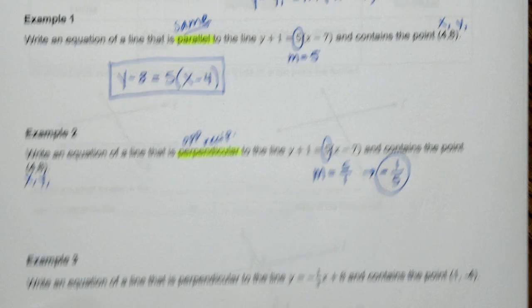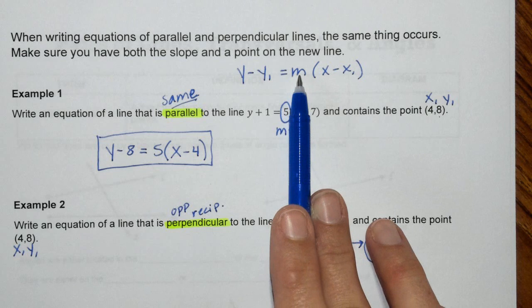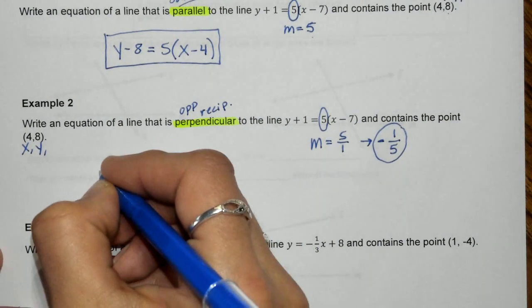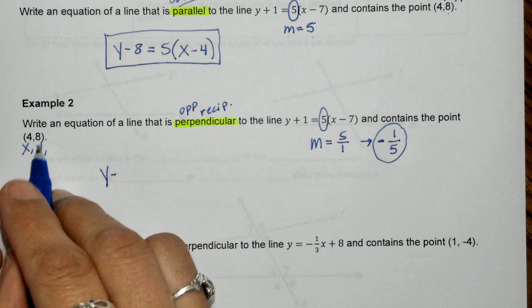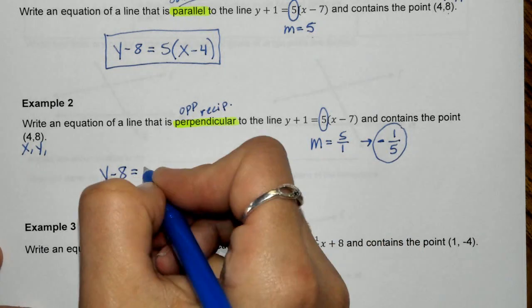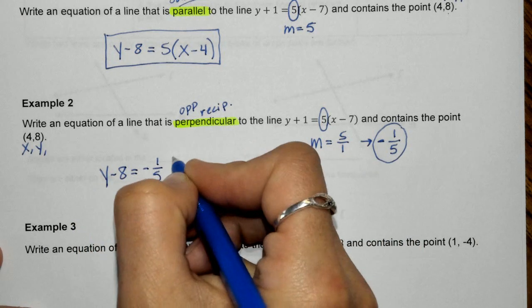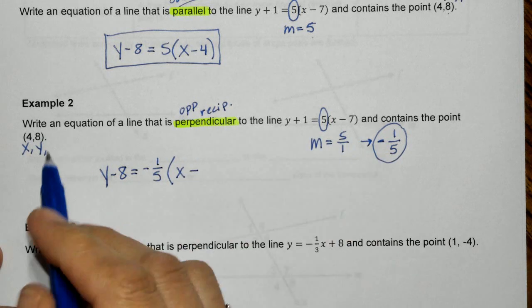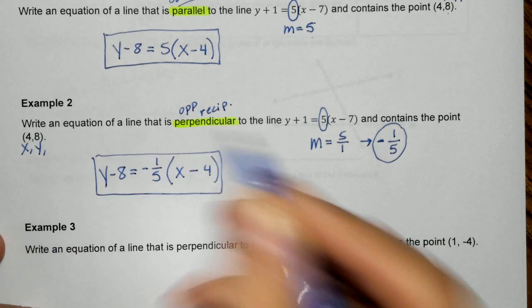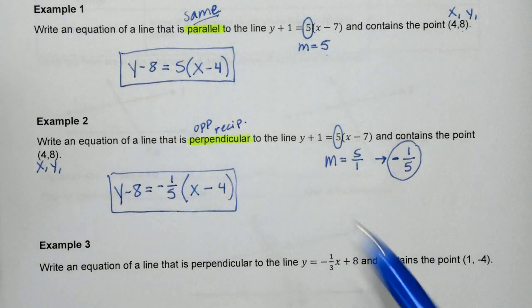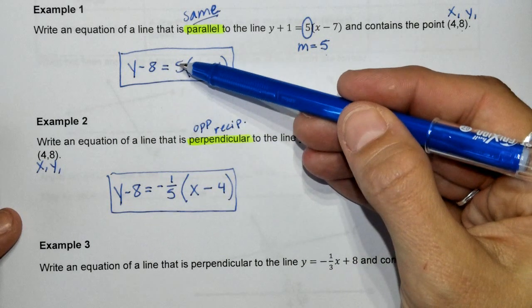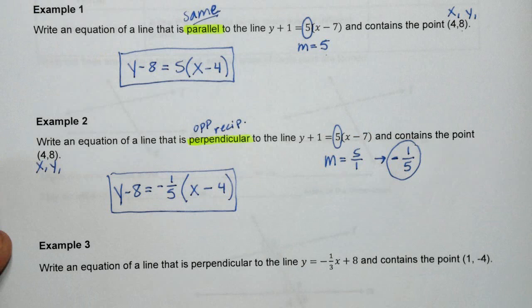So we plug in to this right here. We're going to have a negative 1/5 instead because it's perpendicular. So we'll plug in y minus y1, 8, is equal to, our new m, perpendicular, is negative 1/5, parentheses, x minus x1, that 4. So we need to see the big difference between example 1 and example 2. The points are the same, but these slopes, our opposite sign went positive and negative, and its reciprocal went from 5 over 1 to 1 over 5.